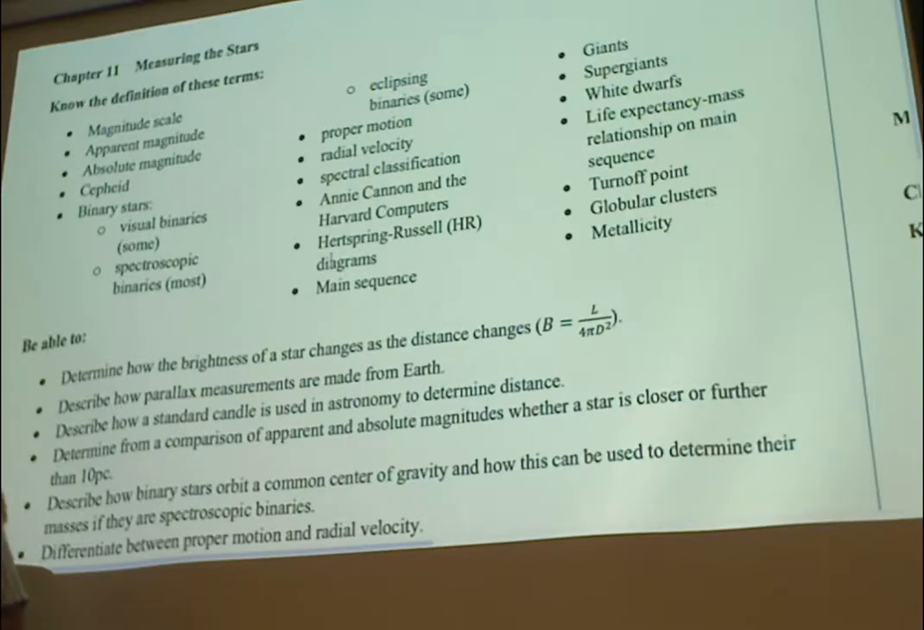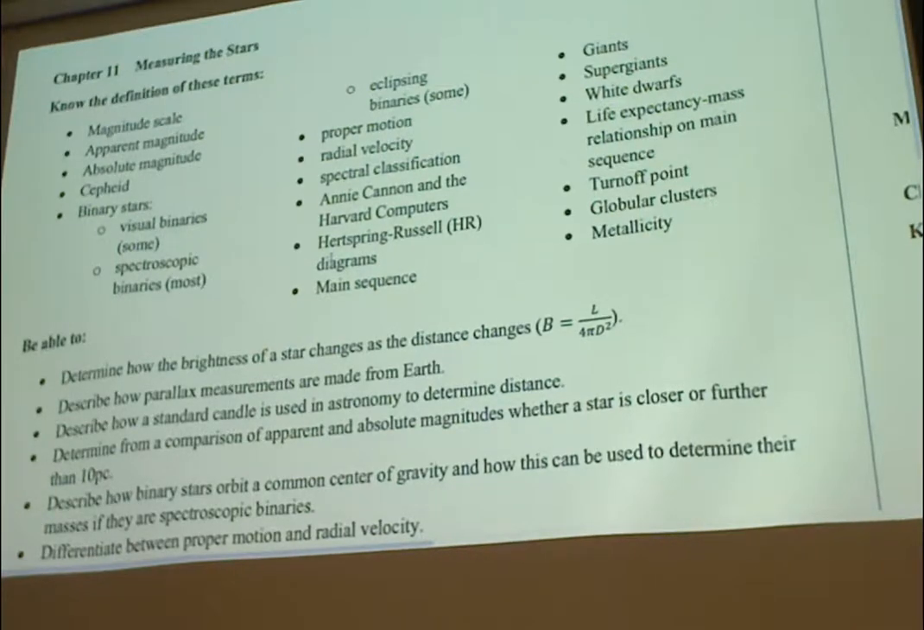And the correct order is O, B, A, F, G, K, M. So O stars are the hottest, B are next, A is next, F is next, then G, K, M, right? So those are the correct order of the temperatures of stars.